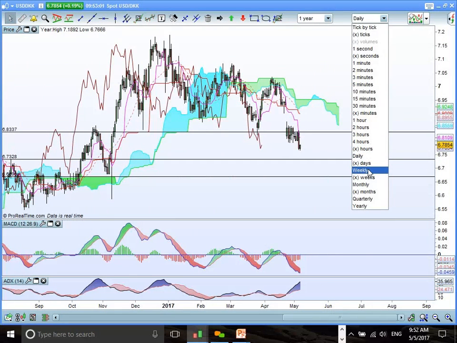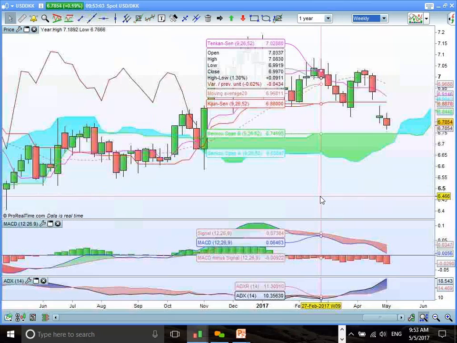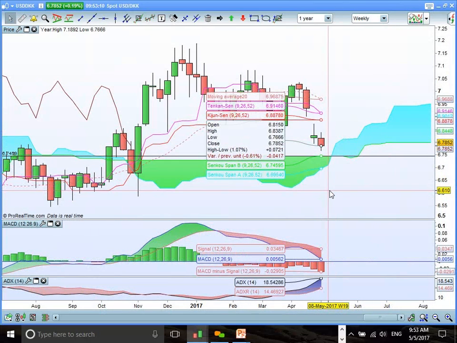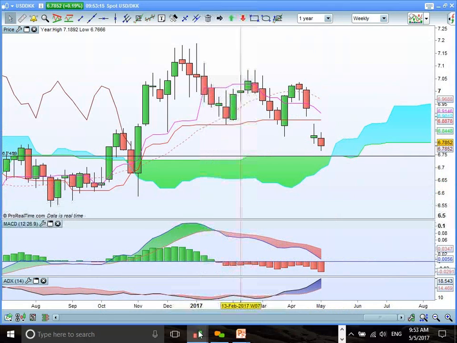If we look at the weekly to see what the situation is there, you can see a line in the sand for support is 6.7424. So watch that area very, very closely to see if support's going to come in, and that might be an area for potential rebound.